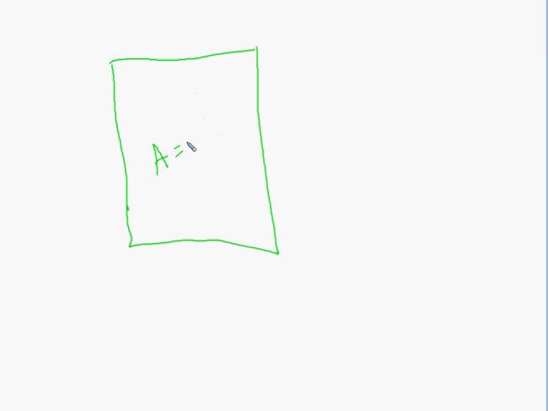Sometimes this happens. Let's say we have a box, and let's say the area of this box is 50 centimeters squared. It's not a square, it's a box. And let's say this is 10. What's this? It's 5. How did you get that? You divided by 10.